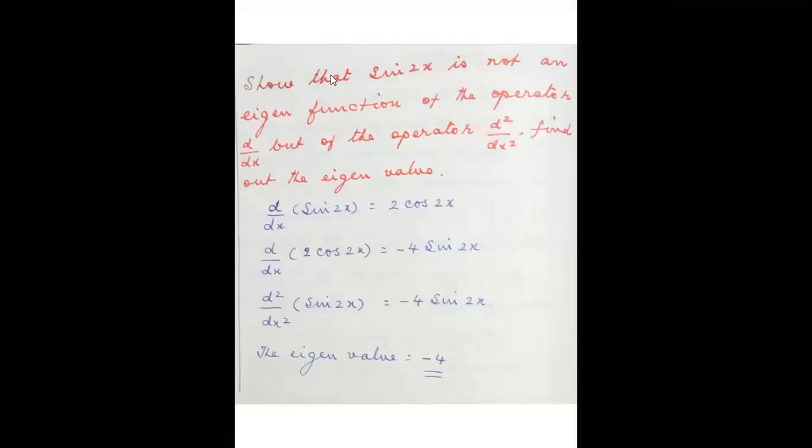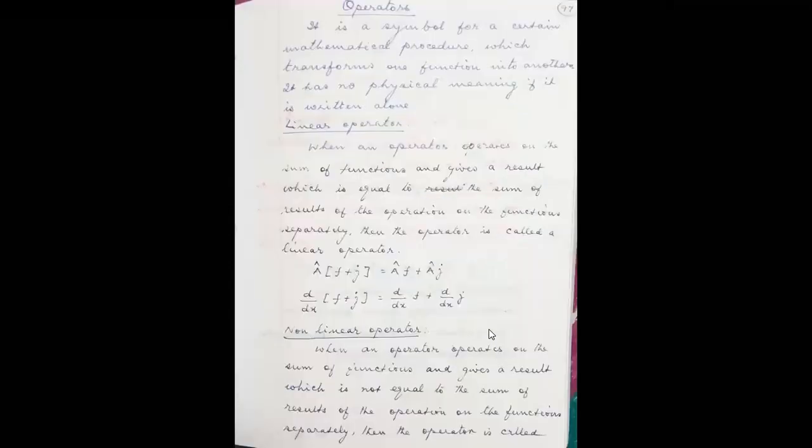Now look here: show that sine 2x is not an eigenfunction of the operator d by dx, but of the operator d square by dx square. Find out the eigenvalue. So d by dx of sine 2x is 2 cos 2x. Then d by dx of 2 cos 2x is equal to minus 4 sin 2x. So d square by dx square of sin 2x is equal to minus 4 sin 2x. So sin 2x is regenerated with a coefficient minus 4. This minus 4 is called the eigenvalue of the equation.